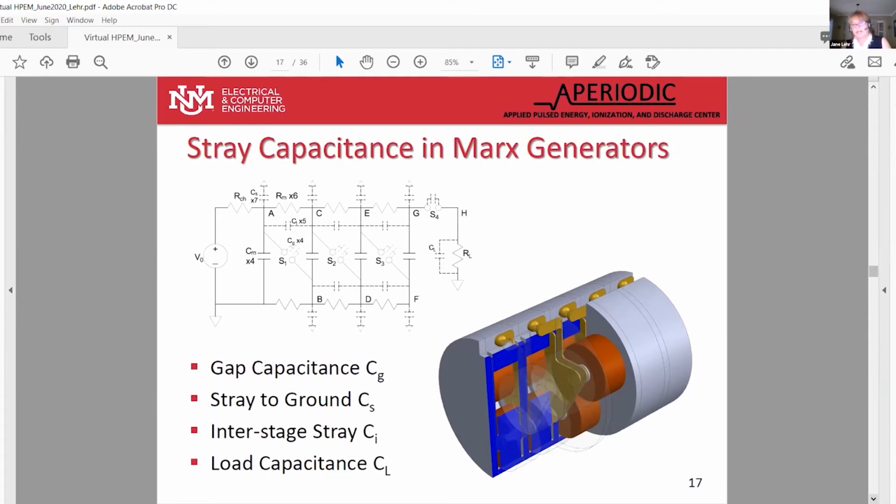Part of what makes all of these very real is that you'll have a capacitance for any two points with a voltage on them that are separated in space. So we always have a lot of stray capacitance around. We need to find out what's important.